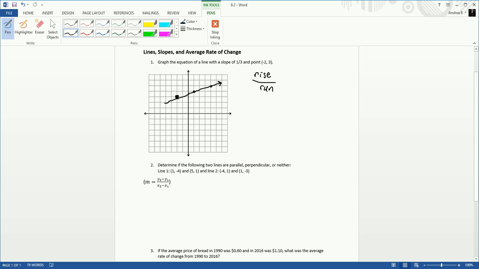And that is the easiest way to do those, is to start with whatever point you're given and then do your rise over run. Remember, if it is negative instead, it should be sloped downwards instead of up.